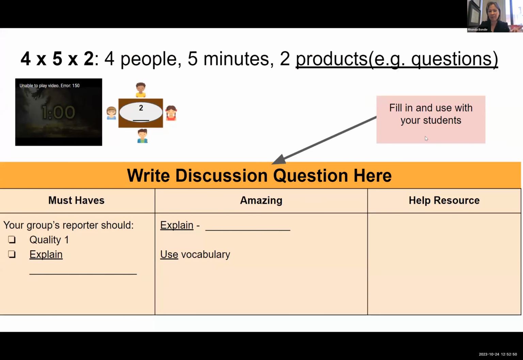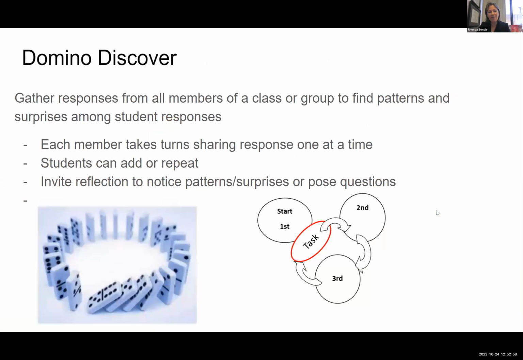So I put some examples in here that you could maybe edit for your own class. I'll put the slideshow in the chat. And the last routine I was going to share real quick is the domino discover, which is one of my favorites, where each person, kind of like dominoes, takes a moment to share their idea in a group.